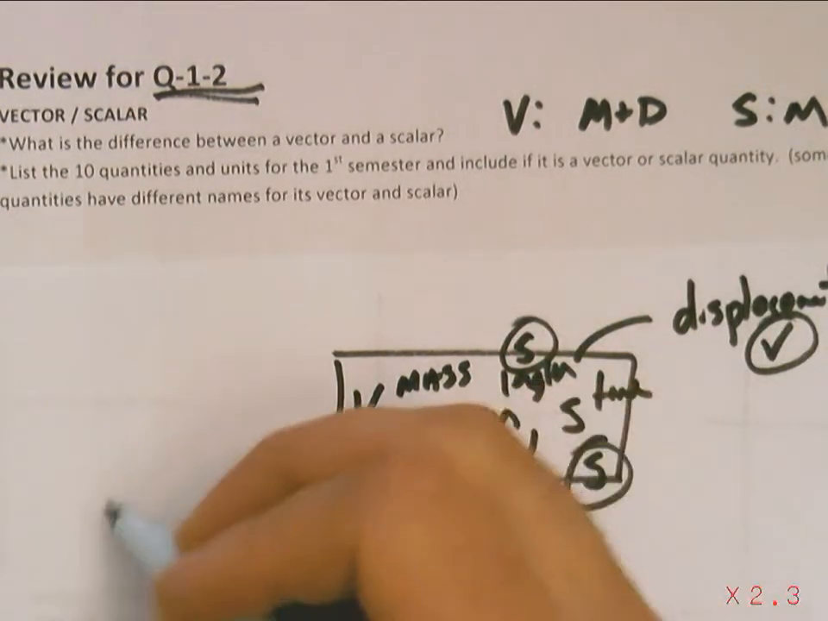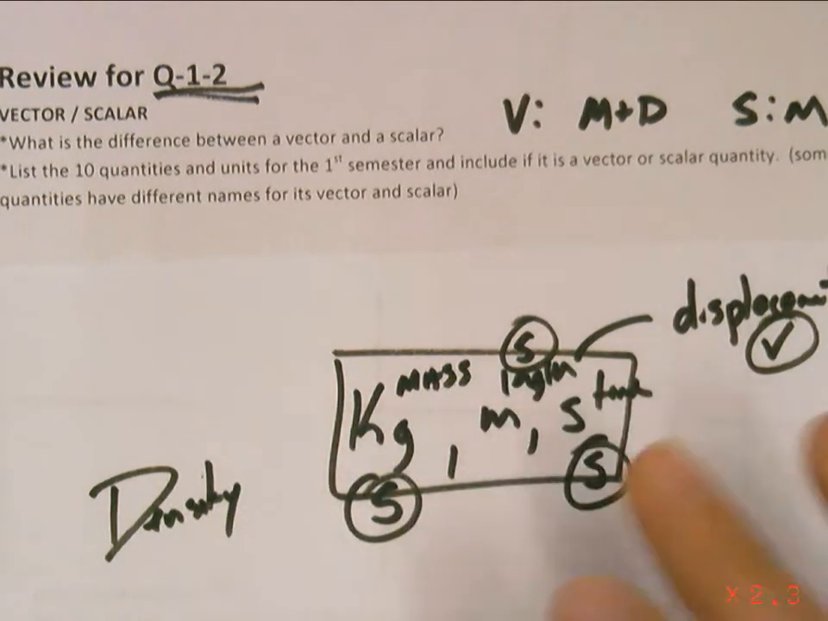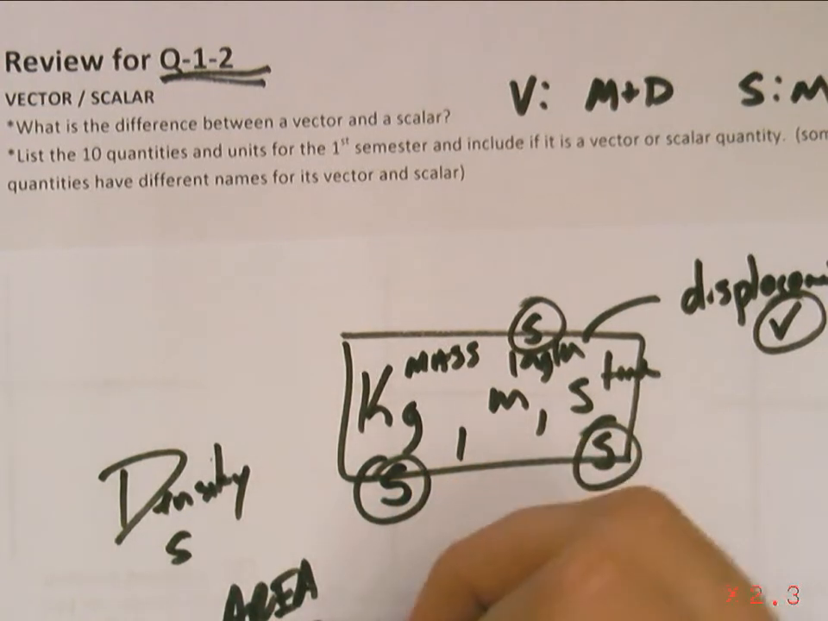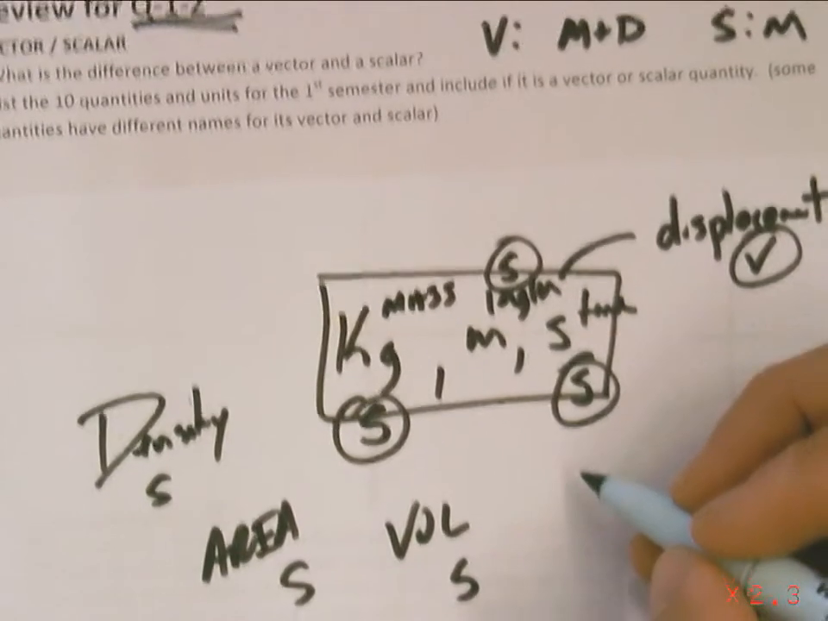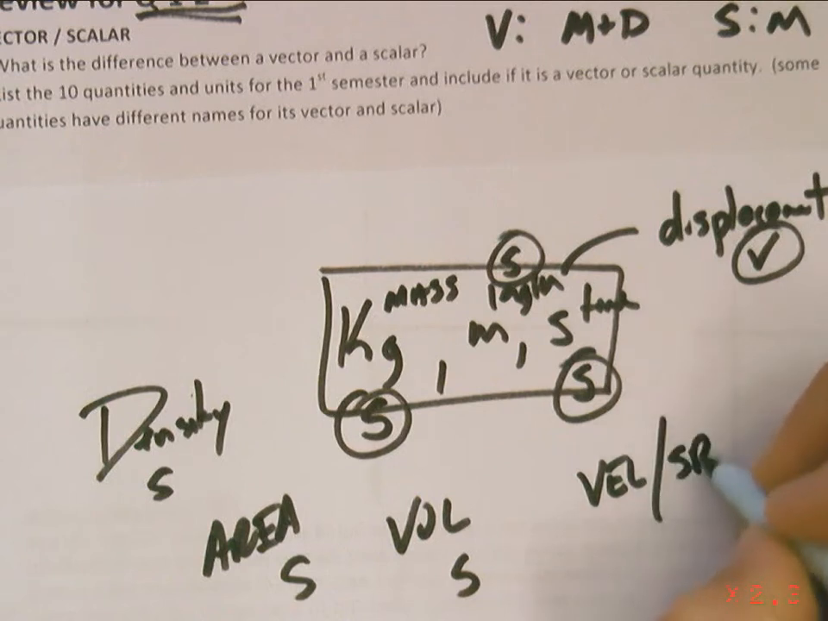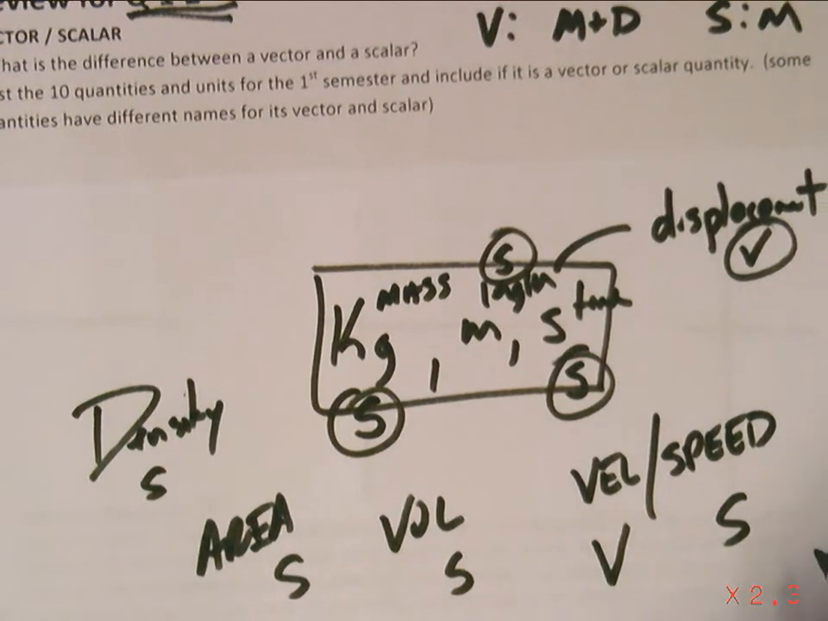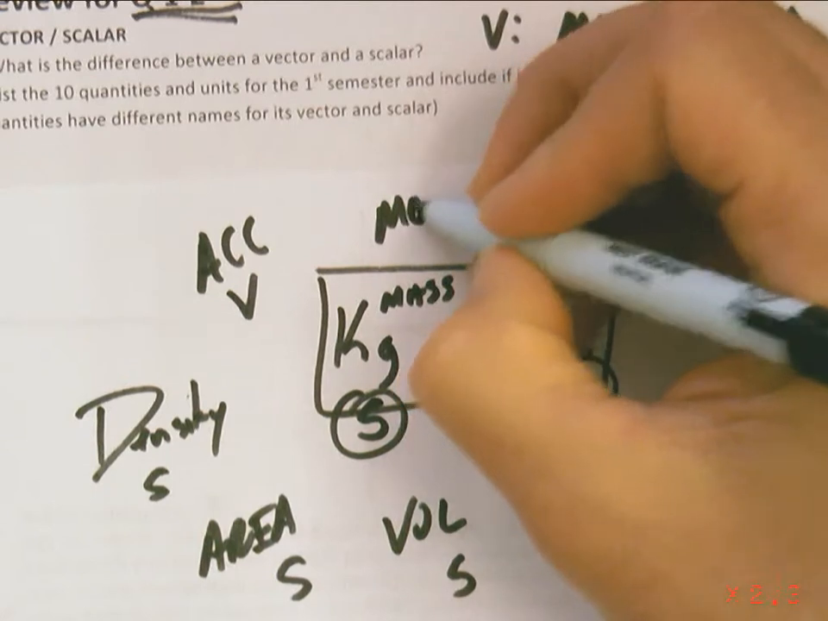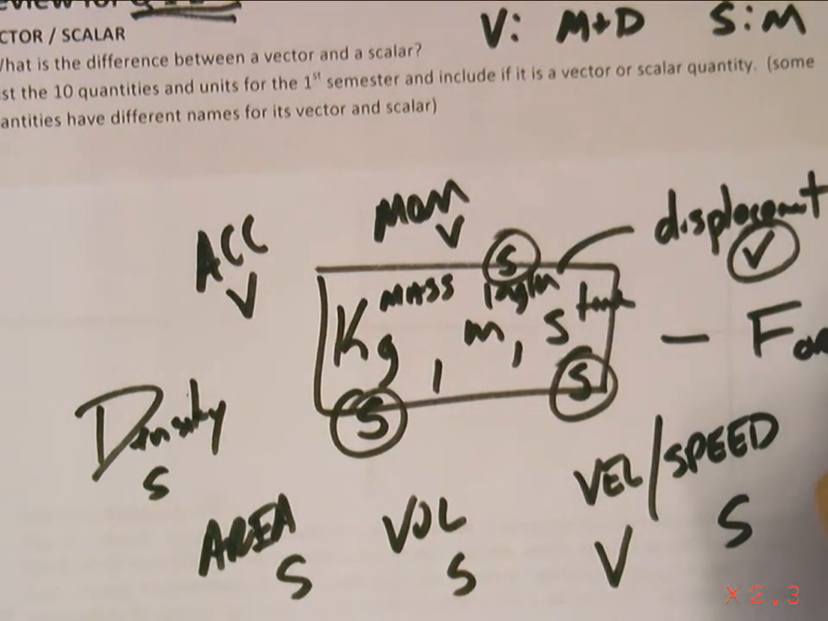Now we have all our derived quantities like density. So density, that is a scalar. Area, scalar. Volume, scalar. Some of your other ones like velocity. Remember, velocity has another name, speed. Speed is the scalar of velocity, which is a vector. We have acceleration. Acceleration is a vector. We have momentum. Momentum is a vector. And we have force. And force is also a vector.